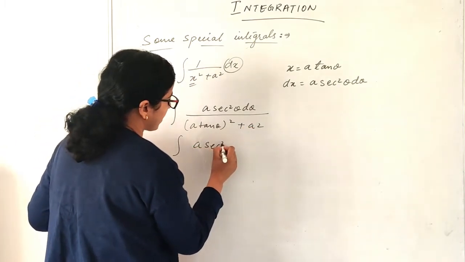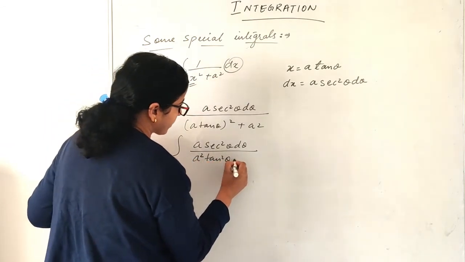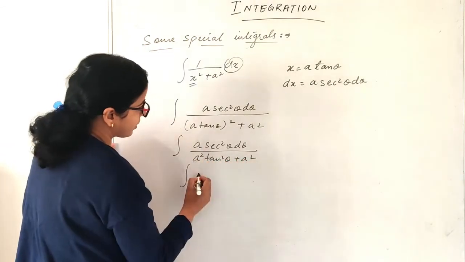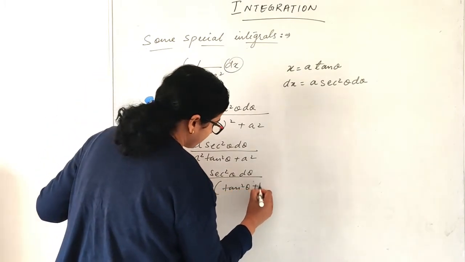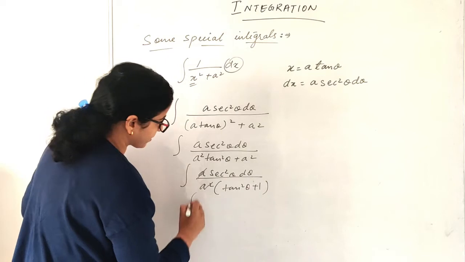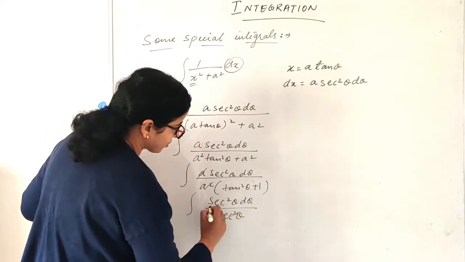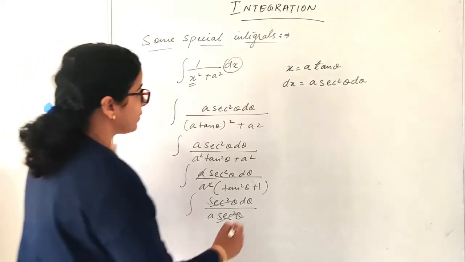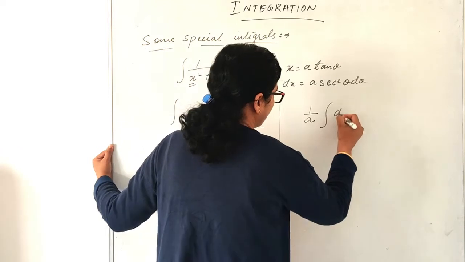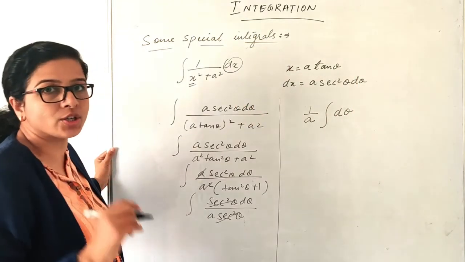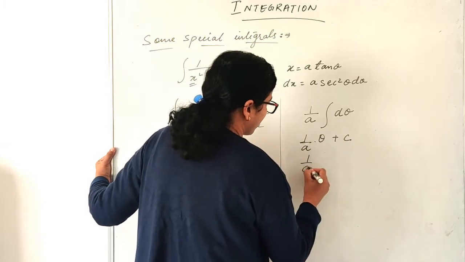A secant square theta d theta. Solve this: a square tan square theta plus a square. Now I can take out a square common from here. So it will become tan square theta plus 1, correct? This can be cancelled out. 1 plus tan square theta is secant square theta, okay? So this gets cancelled, and we are left with 1 upon a integration d theta. Now what is the integration of d theta? Theta plus c.